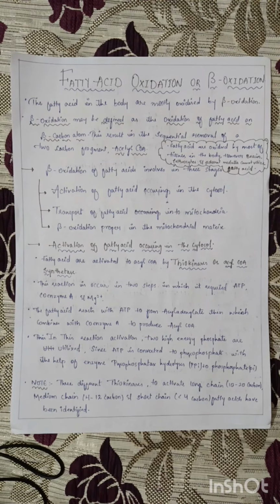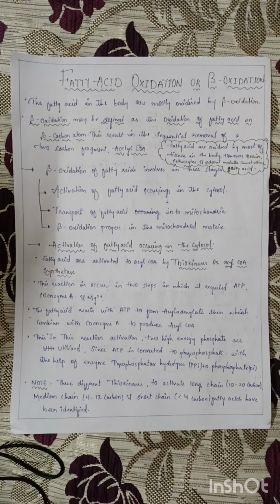Activation of fatty acid occurs in the cytosol. Fatty acids are activated to acyl-CoA by thiokinase or acyl-CoA synthetase. This reaction occurs in two steps, in which ATP, coenzyme A and magnesium ions are required. The fatty acid reacts with ATP to form acyl-adenylate, which then combines with coenzyme A to produce acyl-CoA. In this reaction, with the help of thiokinase or acyl-CoA synthetase, the ATP molecule is utilized.